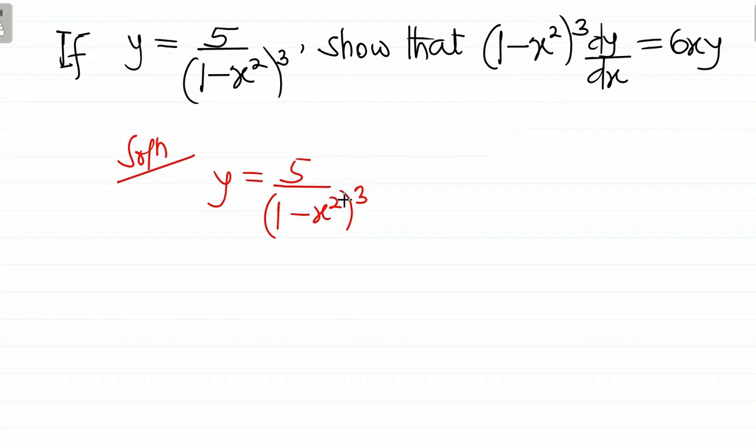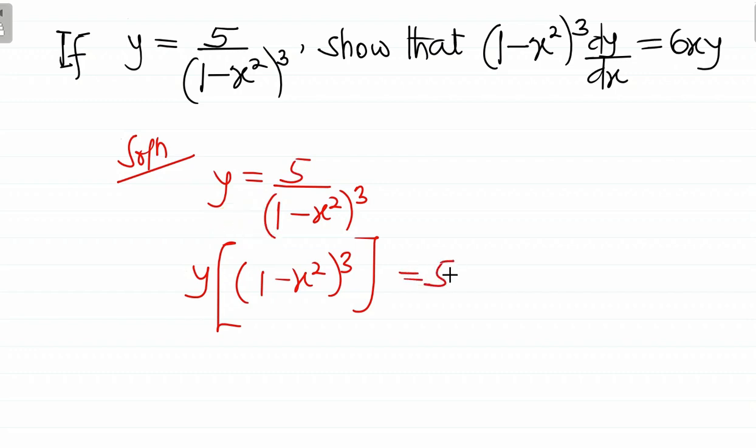So here we are going to clear the fraction by cross multiplying. When we cross multiply these two terms, we have y multiplied by the denominator, that is y multiplied by, so let's put that in a bigger bracket, (1 minus x squared) exponent 3. And then we can clearly see that this y is being divided by 1, so 1 multiplied by 5 gives us 5. Now we have this.